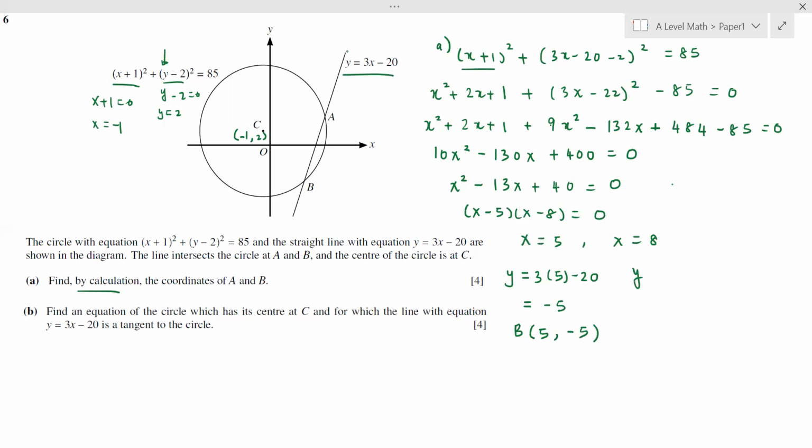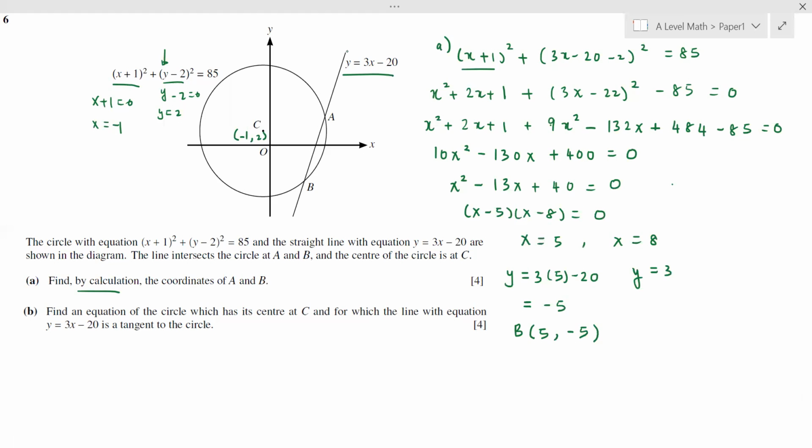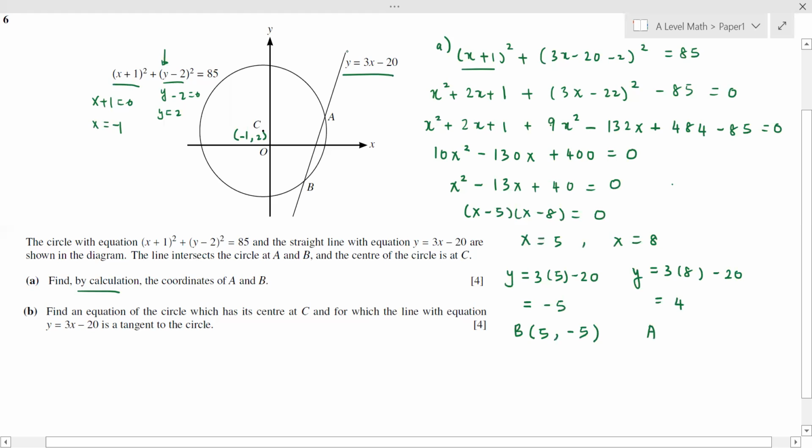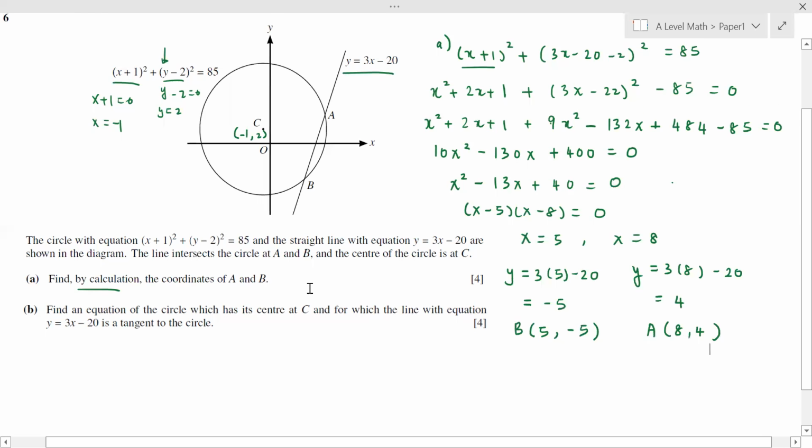When x is 8, we can replace x with 8 in the equation of the line. Here, 3 times 8 minus 20, 24 minus 20, gives you 4. So A has coordinates (8, 4). Right, that is what you have for part A.